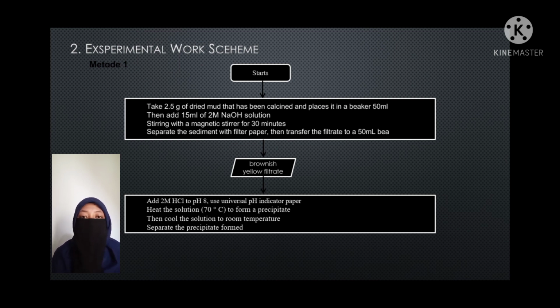Next, add 2M HCl to pH 8, using universal pH indicator paper. Heat the solution to 70 degrees Celsius to form a precipitate, then cool the solution to room temperature. Separate the precipitate formed.